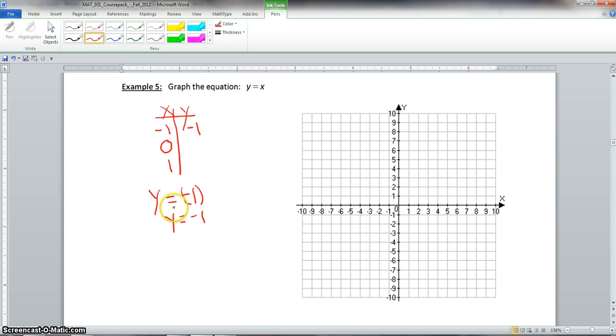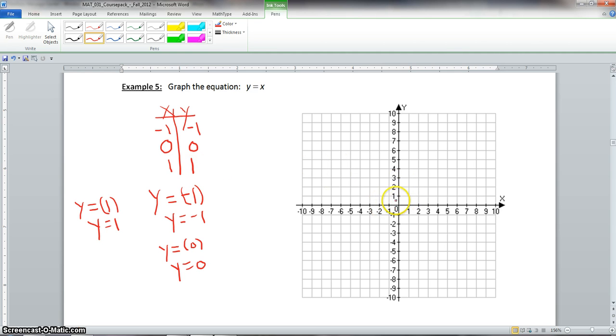Now we go back to the same equation. This time we're going to substitute in 0 for x. And we have y equals 0. So when x is 0, y is 0. Now we go in and substitute in 1 for x. So we have y equals 1. So when x is 1, y is 1.